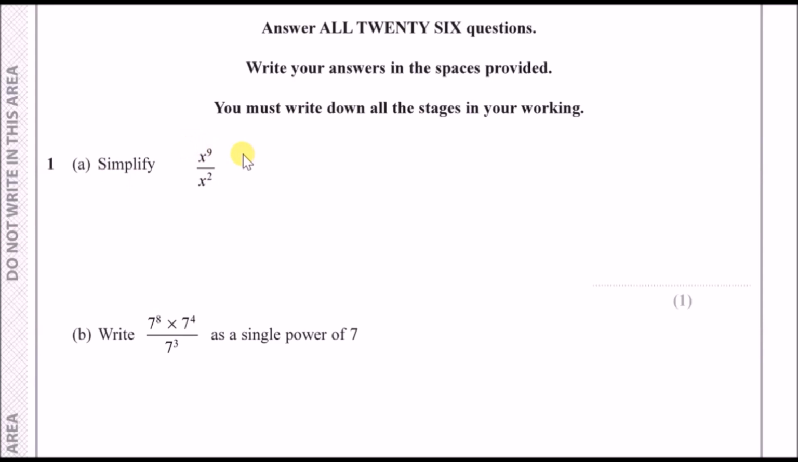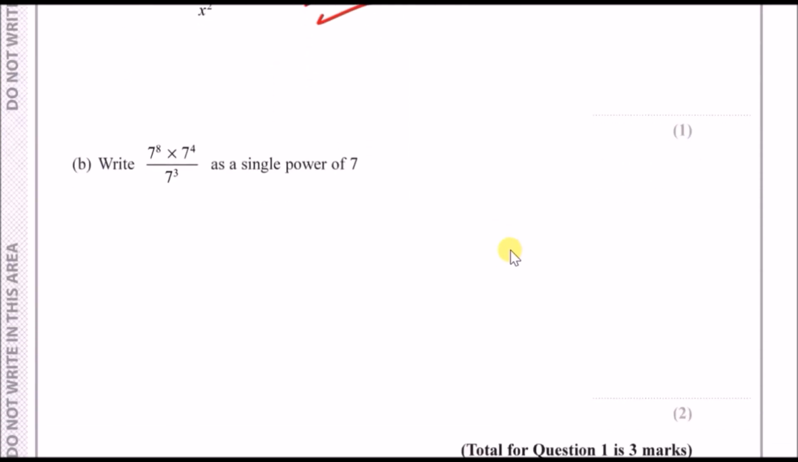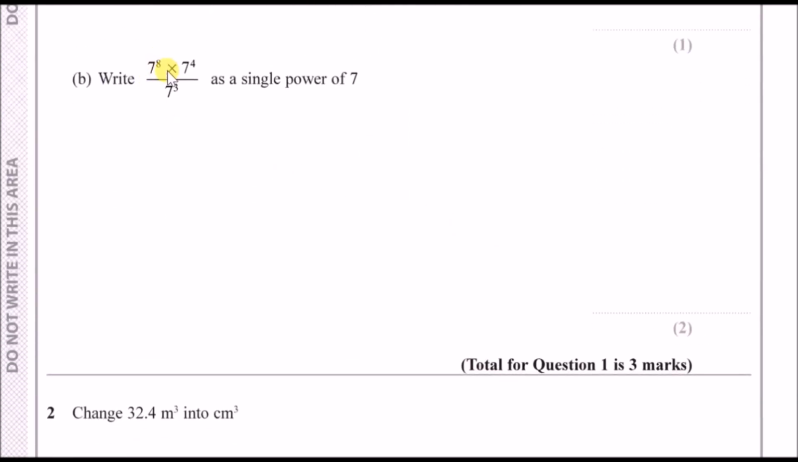Simplify x to the power 9 over x to the power 2. Okay, so these kind of questions, when you divide, you just subtract the powers. So 9 take away 2 is just going to be x to the 7. That's it.